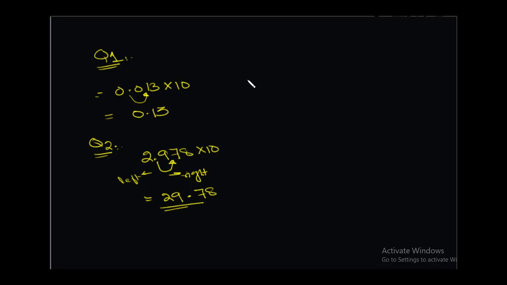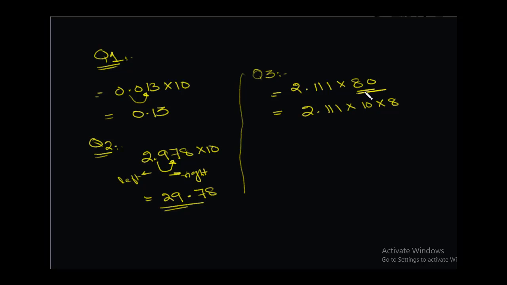Now let me multiply multiples of 10 with a number. For example, let me take a question on this. Question 3 is 2.111 multiplied by 80. I can write this as 2.111 multiplied by 10 multiplied by 8. I just split this 80 into 8 multiplied by 10.